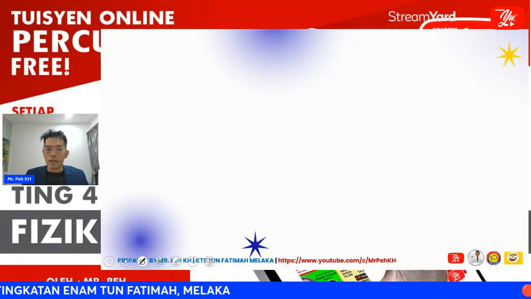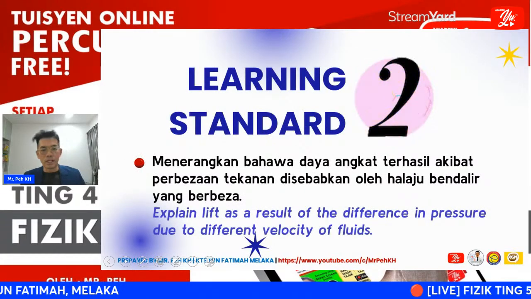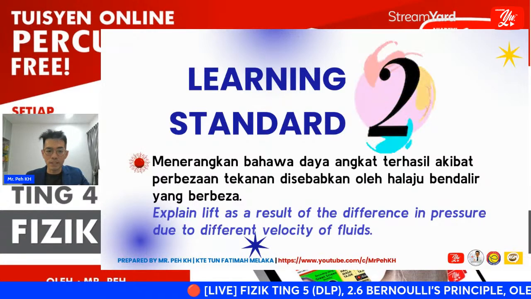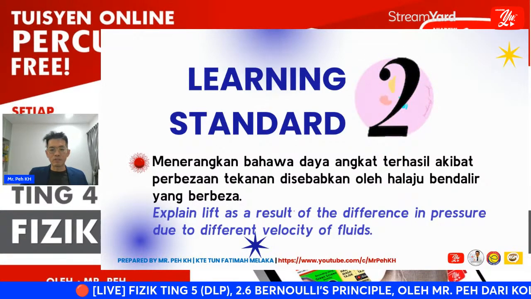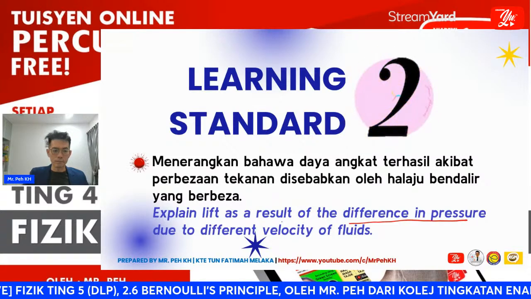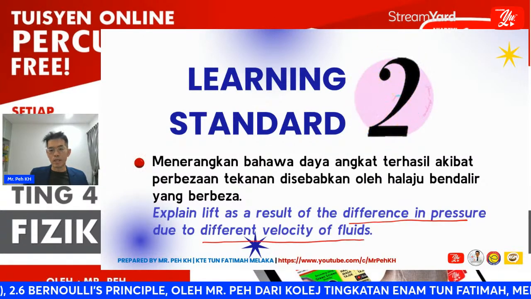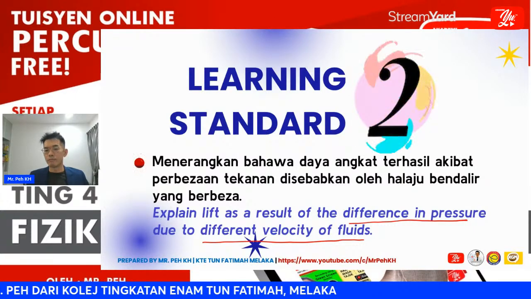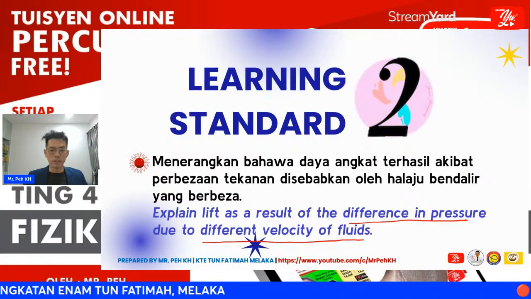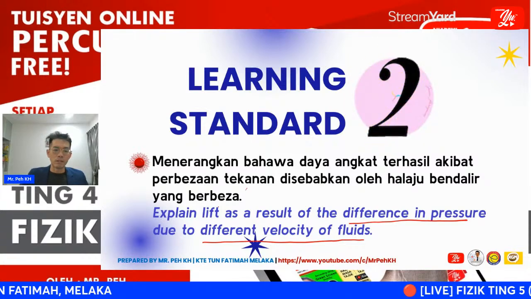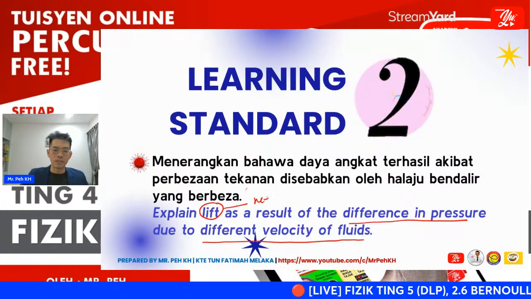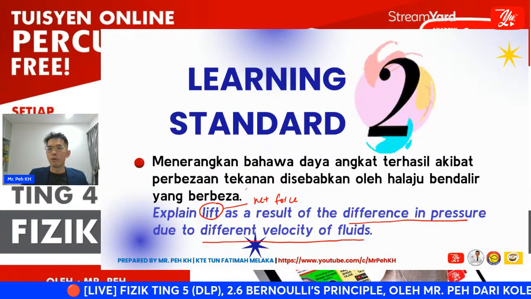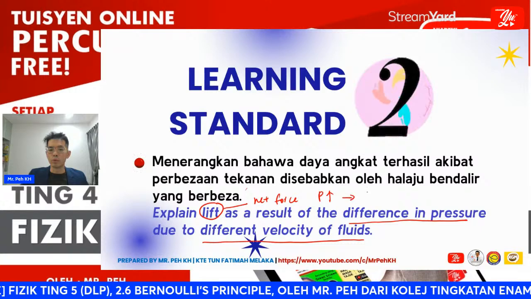Okay, so we have just finished learning standard 1. So we have another learning standard. So learning standard 2, here we want to discuss about the lift. So explain lift as a result of the difference in pressure due to the different velocity of fluid. Actually, just now we also indirectly discussed already. So when there is a difference in pressure because of the velocity difference, the lift will be the force or resultant force we explained just now. Okay, so the net force will be moving from high pressure to low pressure.